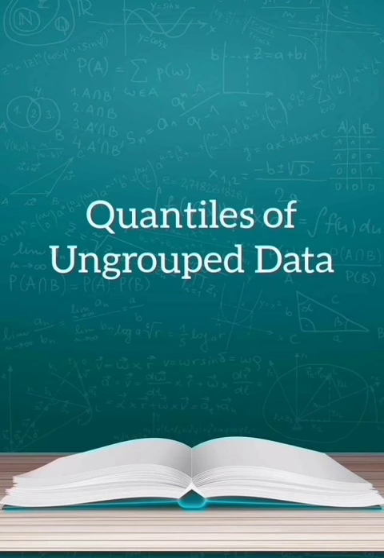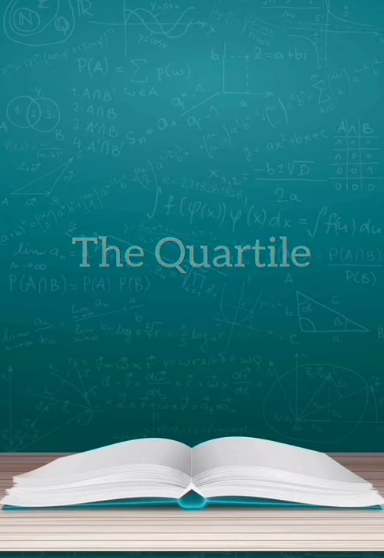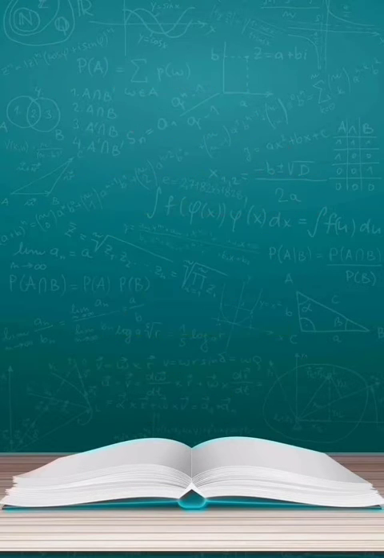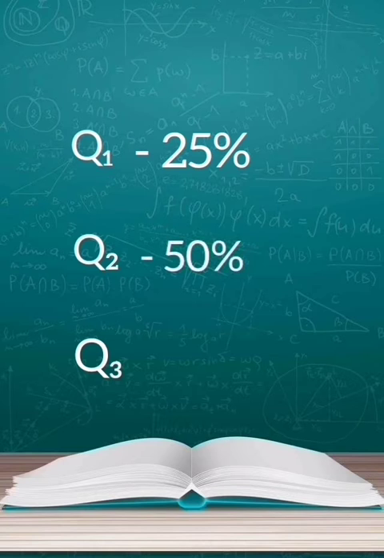Let's discuss the quantiles of ungrouped data. The quartile. Quartile is another extension of the median concept where the distribution is divided into quarters or 4 parts. The first quartile is denoted by Q sub 1, Q sub 2 for the second quartile, and Q sub 3 for the third quartile. First quartile, second quartile, and third quartile constitute the 25%, 50%, and 75% of the dataset respectively.